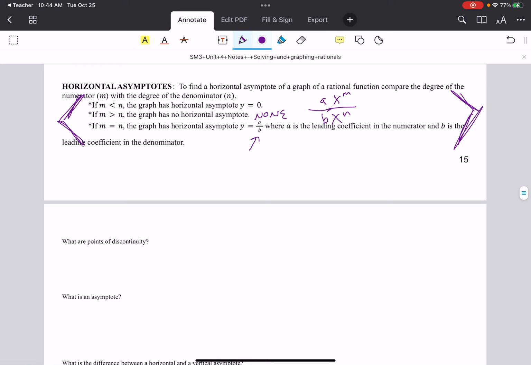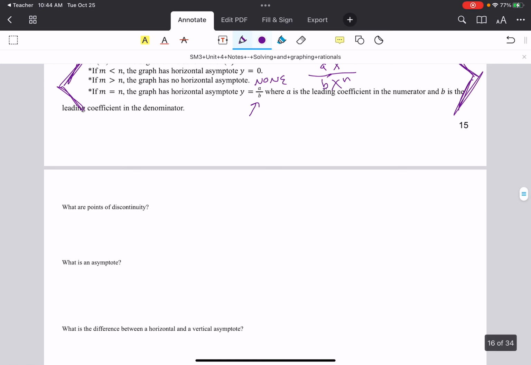What are points of discontinuity? What's our vocab word for points of discontinuity? Let me give you a hint. It's the word you forget to. Oh, there you go. Excluded values. That's right.